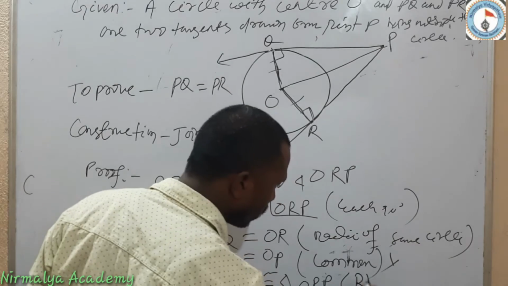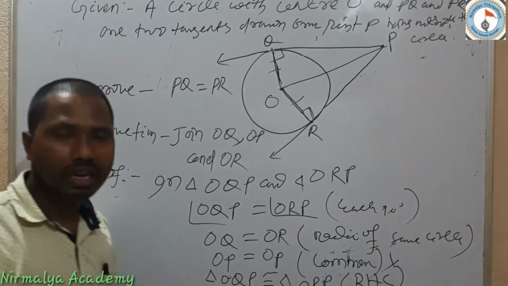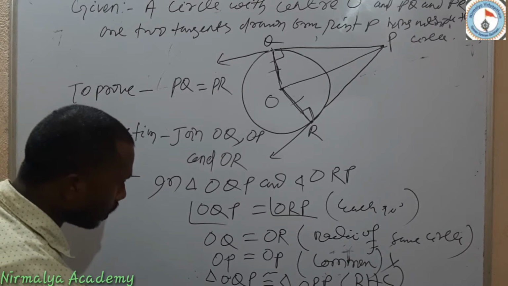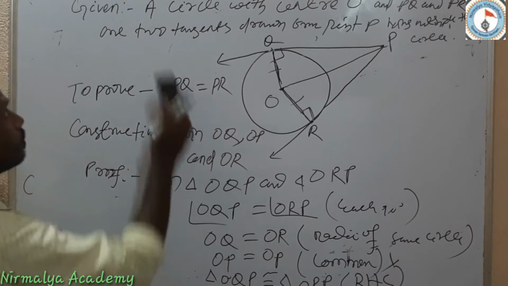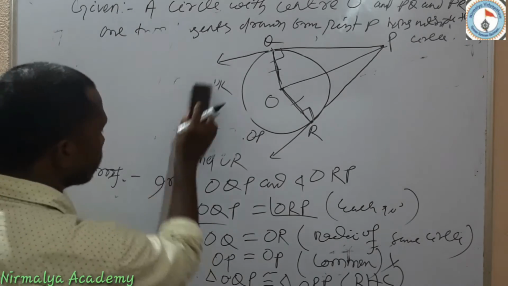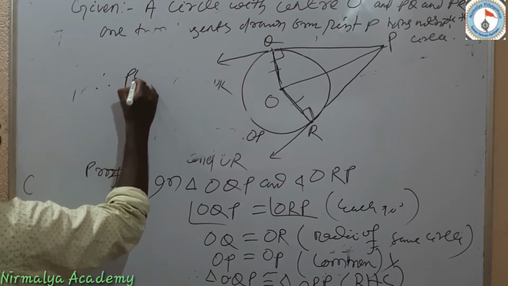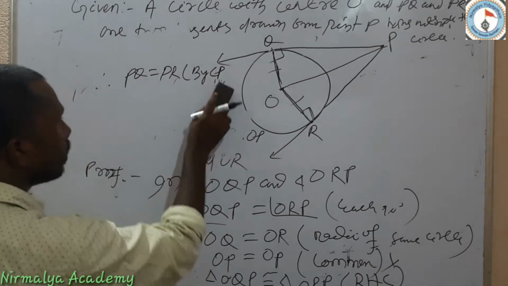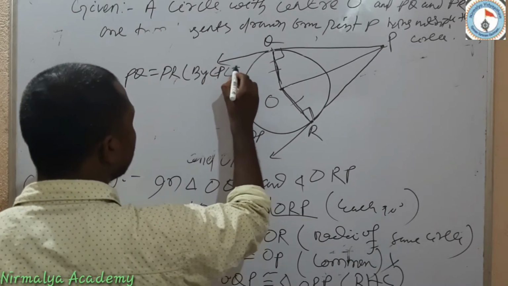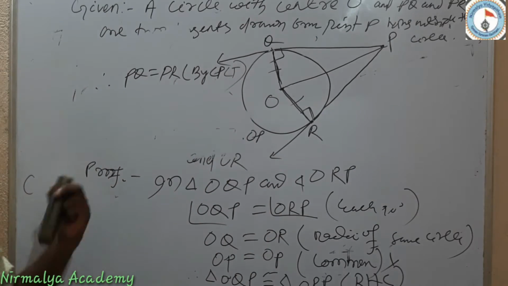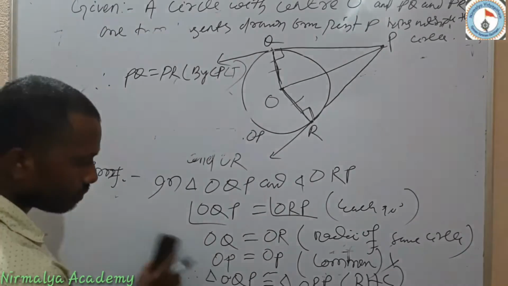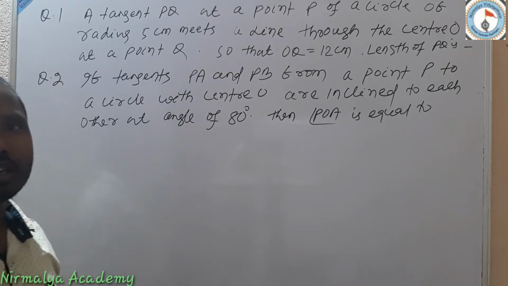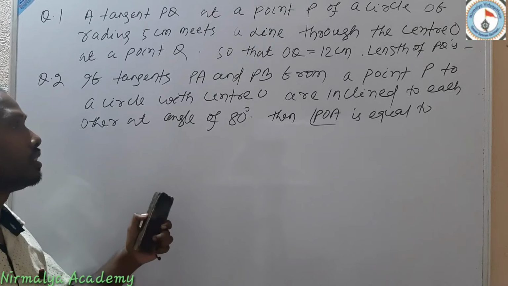RHS congruency we have already known about in class 9. So by CPCT, PQ equal PR will be by CPCT. Corresponding parts of congruent triangles are also congruent, CPCT. Now we will discuss a few questions from exercise 10.2.